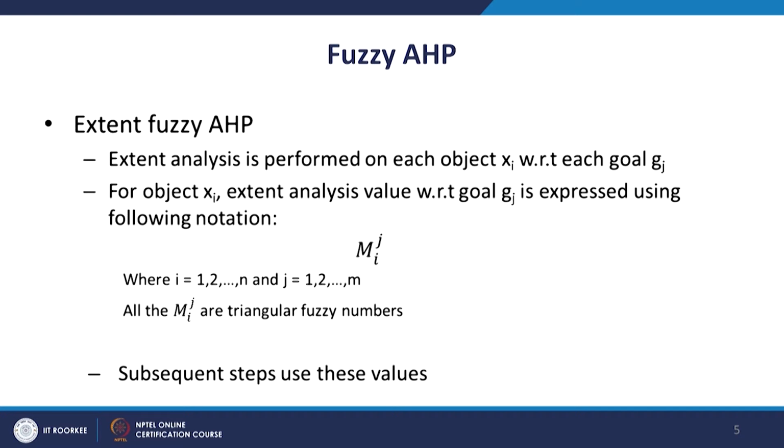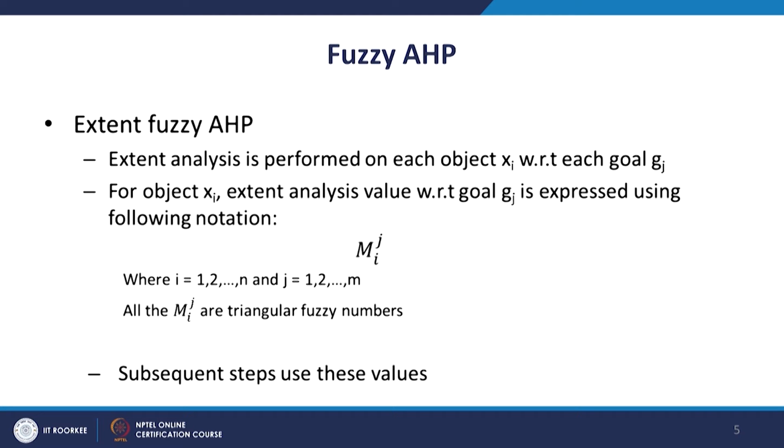So, for an object x i, the extent analysis value would be obtained with respect to goal g j, and it is expressed using the following notation: capital M i j, where i indicates the object and j indicates the goal. So, i can be from 1 to n, there are n objects, and j can be from 1 to m, there are m goals. These extent analysis values are triangular fuzzy numbers.